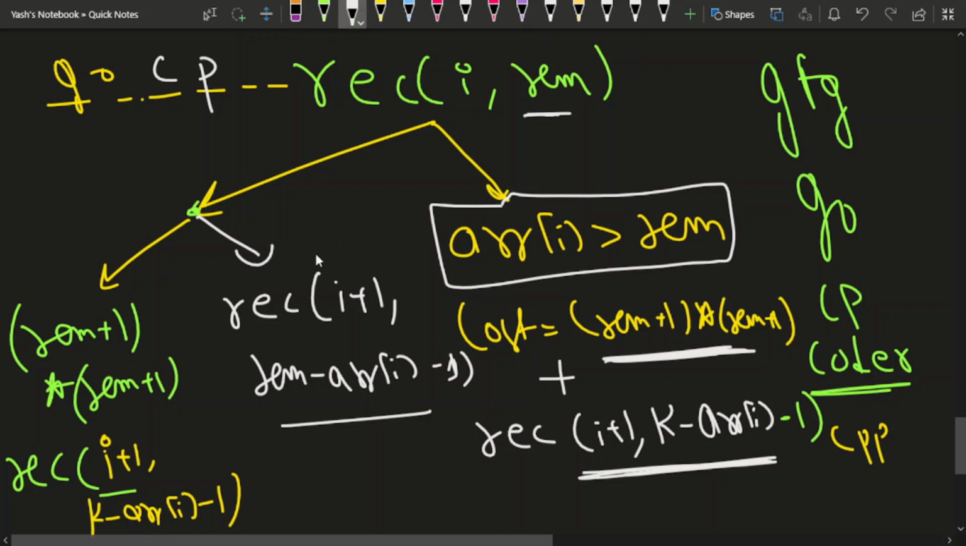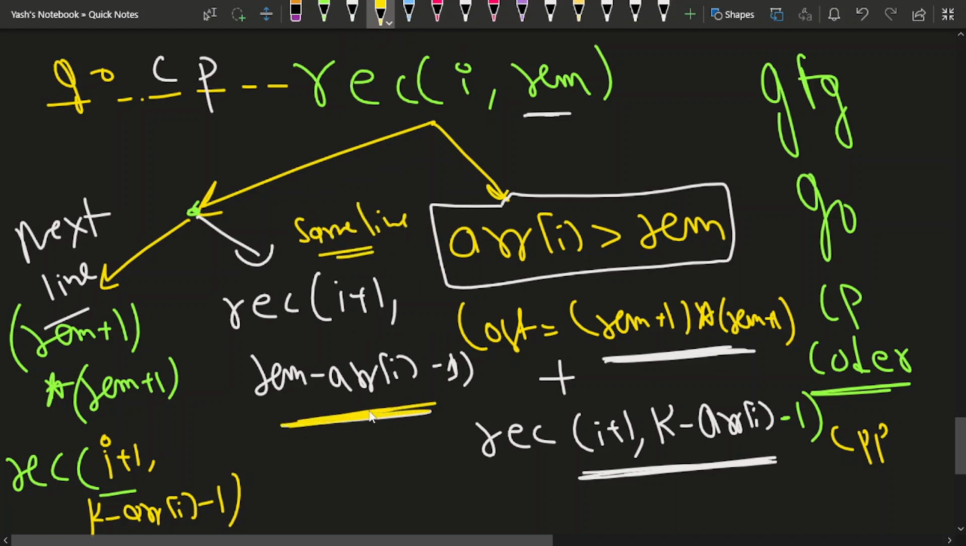Otherwise, if you choose to put it in the same line, I'll write this here. So this is when you are putting the ith word in the next line, considering that you can put it in the next line as well as the same line. And this is when you are putting the ith word in the same line. If you are putting it in the same line, then you are not paying any extra cost, and you will call recursively for remaining minus rfi minus 1. So that will be the thing.